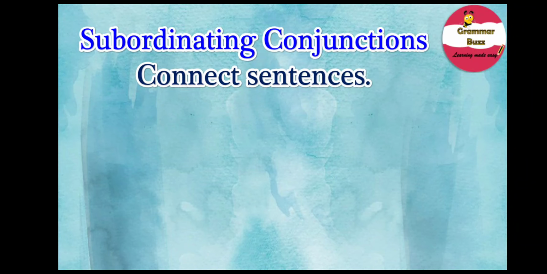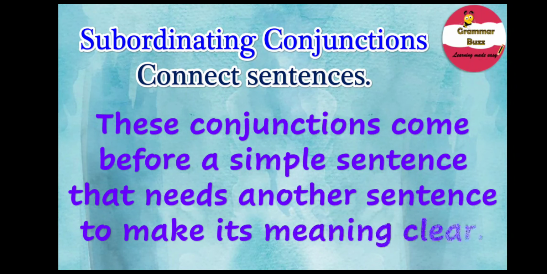So now, let us quickly find out our answer to the question, what are subordinating conjunctions? Well, subordinating conjunctions connect sentences. Isn't it simple? It is. These conjunctions come before a simple sentence that needs another sentence to make its meaning clear. As we have already mentioned, the most common subordinating conjunctions are after, before, although, unless, until, because, since, while, as, and when.